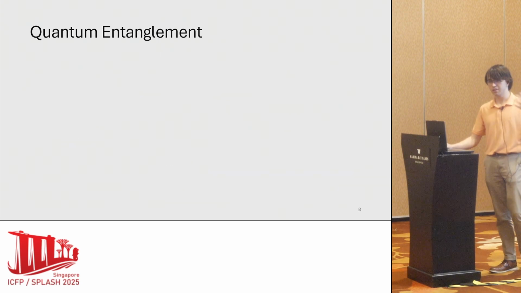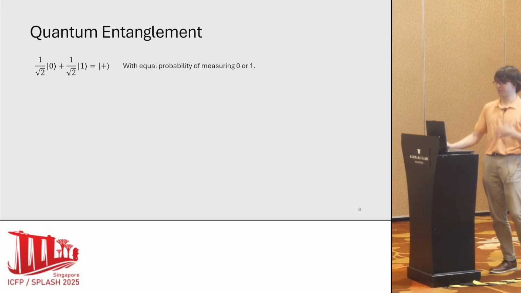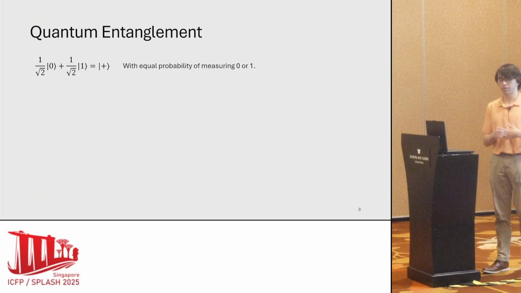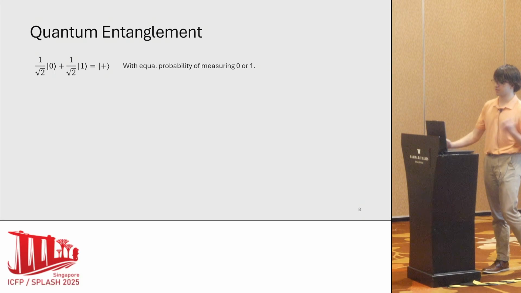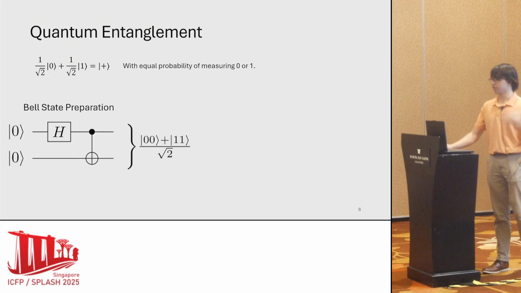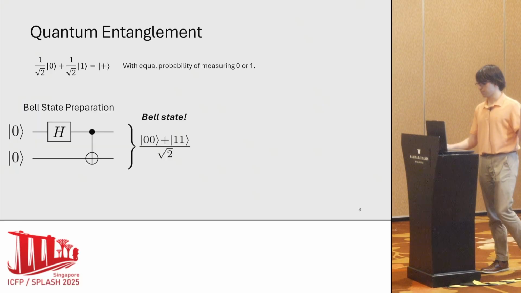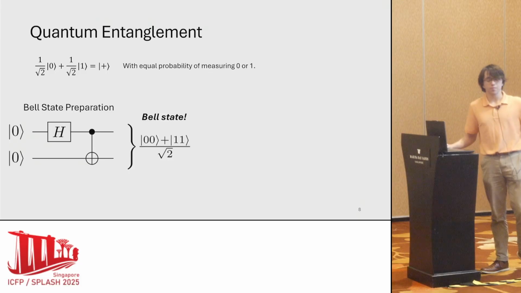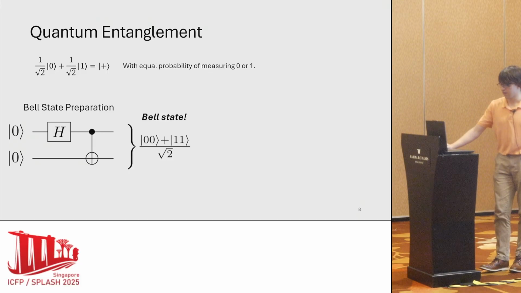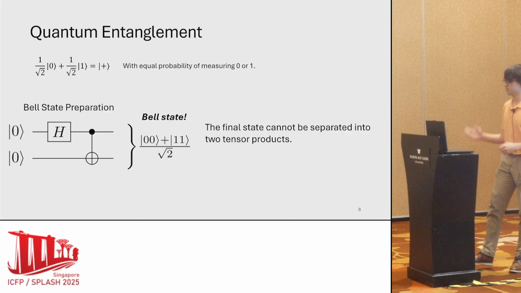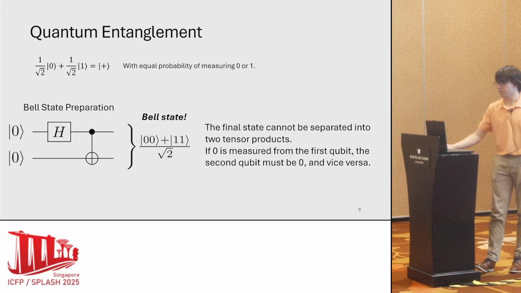However, in quantum, I mentioned entanglement before. We can combine these kets with amplitudes to create new states. For example, the ket plus, which is the probability of measuring a 0 or a 1. We can also prepare these states in entanglement. This is an example of a Bell state preparation, where we apply Hadamard on the first qubit, then a control NOT gate onto the second, the final product of which is 00 or 11, not 01, not 10. If we measure a 0 from the first qubit, a 0 must result in the second.